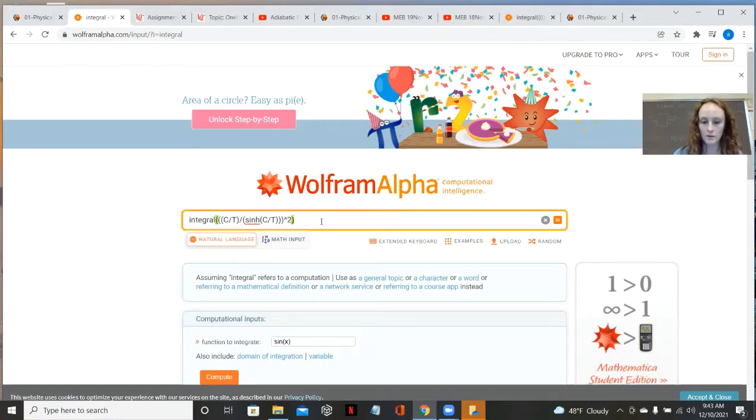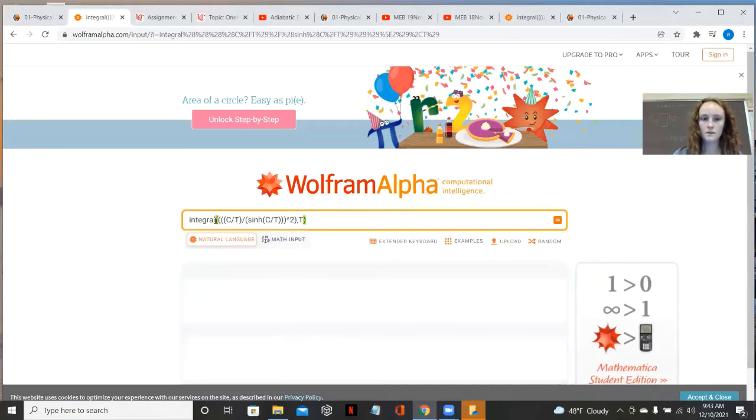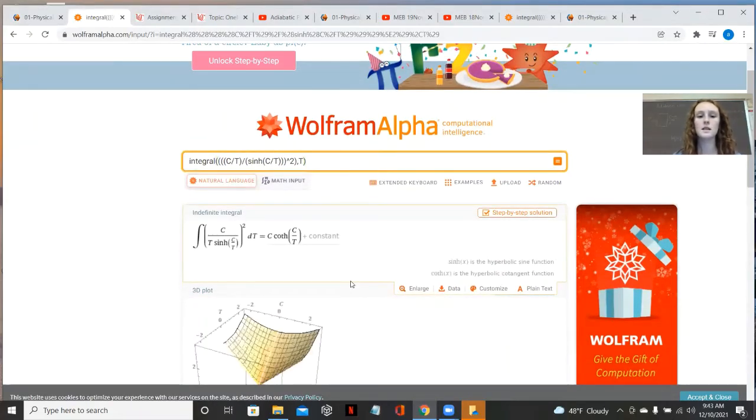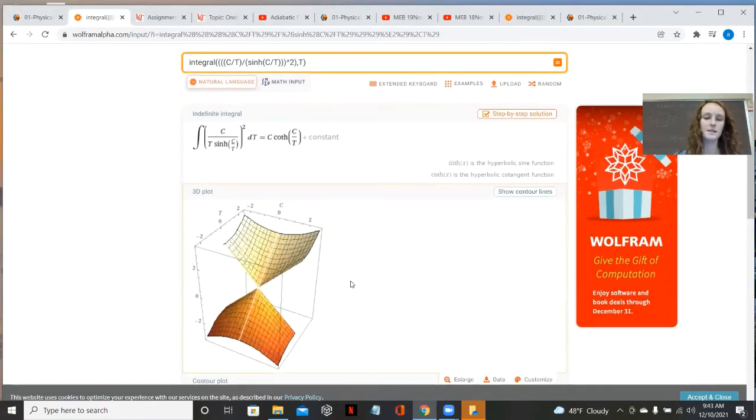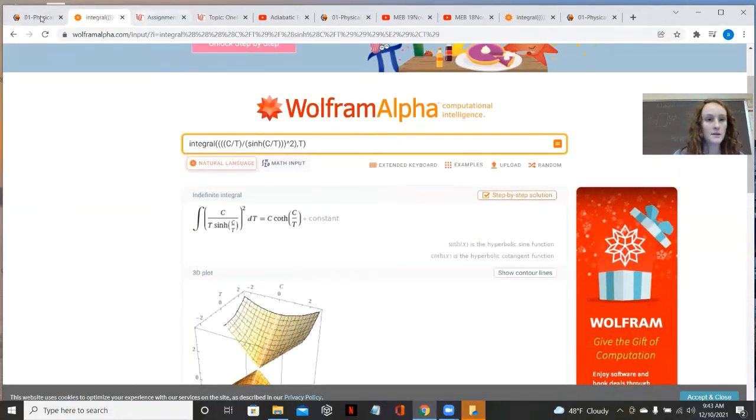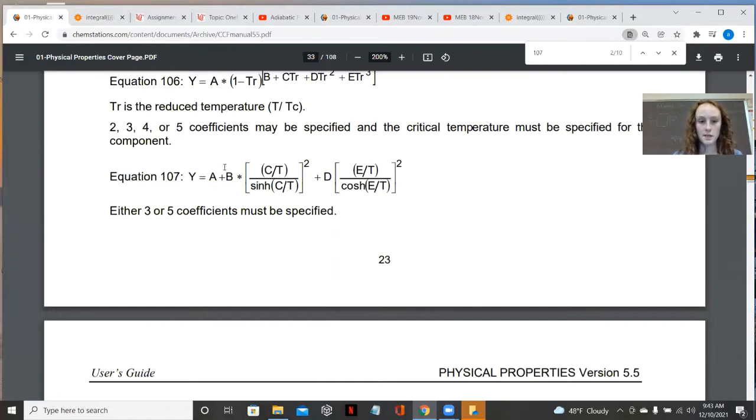There we are. And finally, we want to make sure it's with respect to T. So as you can see, the integral of this gives us C times the hyperbolic cotangent of C over T plus a constant. The constant doesn't matter too much in this, so that value will be multiplied by B here.